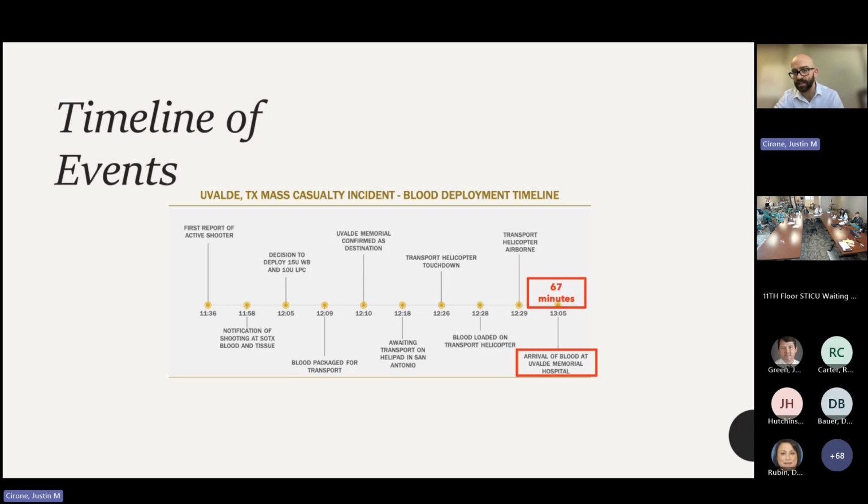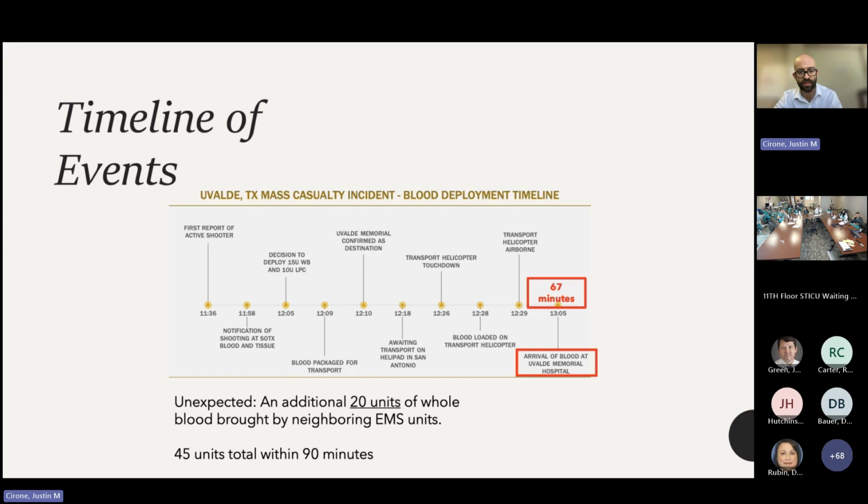The other fascinating thing that happened unexpectedly is that we had a lot of paramedics dispatched to Uvalde, and they actually brought with them another 20 units of whole blood by neighboring EMS units. So within an hour and a half, we had 45 units of blood, the majority of which were whole blood, 35 of them, in Uvalde Memorial Hospital, which is just an incredible amount of product to have available for a mass casualty event like this.